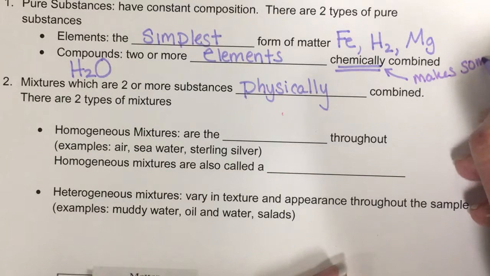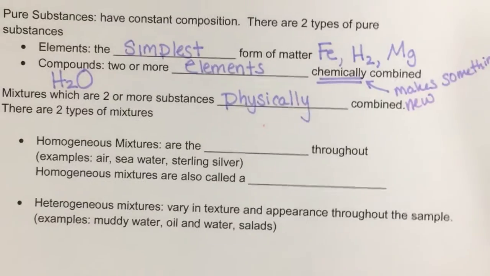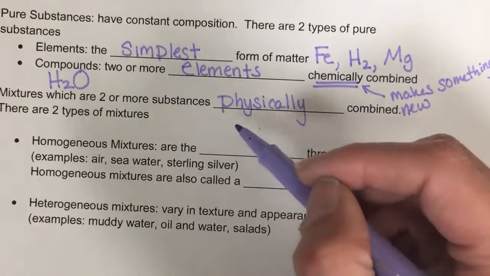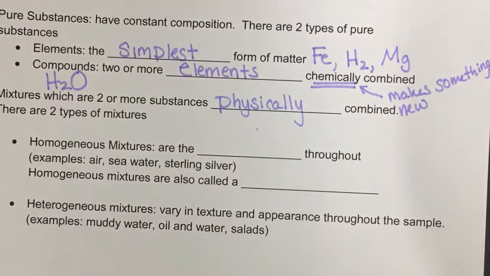makes something new. So when I combine hydrogen and oxygen to make water, I'm taking 2 different gases, I'm combining them, I'm making this new completely different compound that has new colors and textures and density and everything about it is different. When I make a mixture, I'm physically combining two things. And when I physically combine, for example, salt and water, I have salty water. It's not anything different, okay?